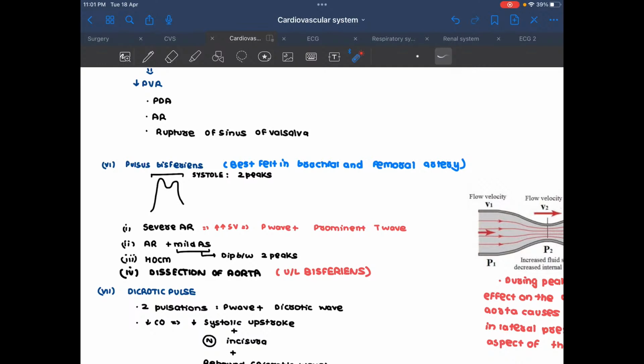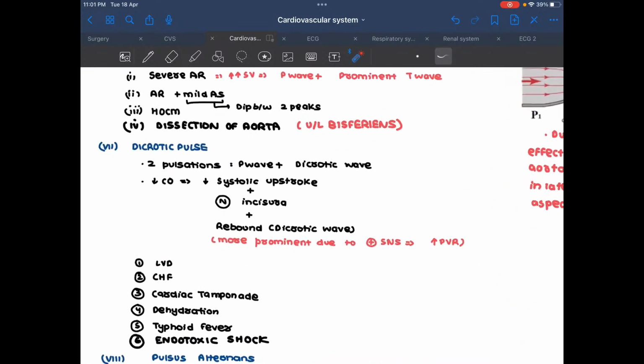What about your AR with mild MS, mild AS? In that case, what is happening? We are going to see a prominent percussion wave. We're not going to see a prominent tidal wave, but between them I'm going to see a dip. So in AR plus mild MS or mild AS, I can also see pulsus bisferiens. And unilateral bisferiens I can see in dissection of the aorta.